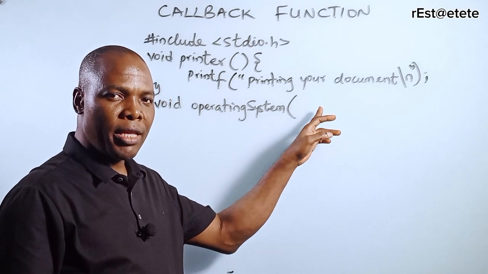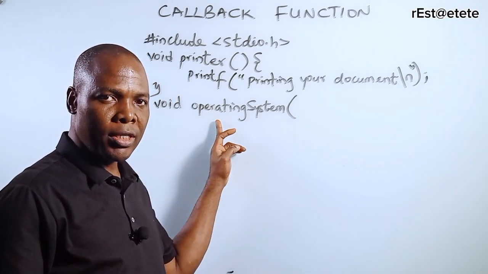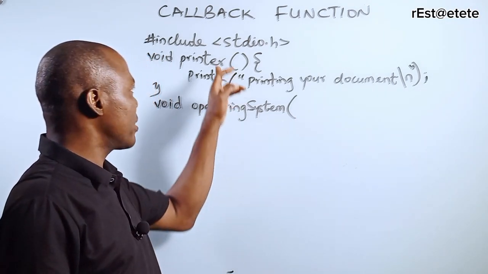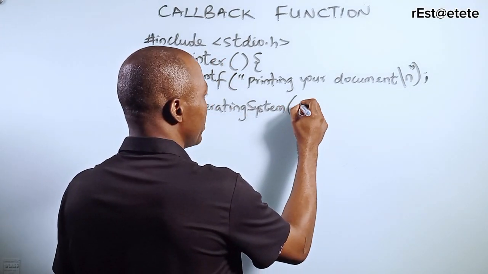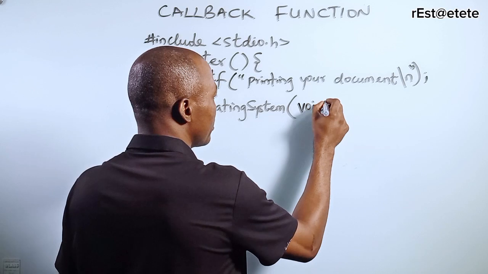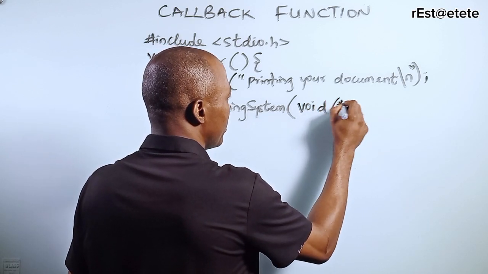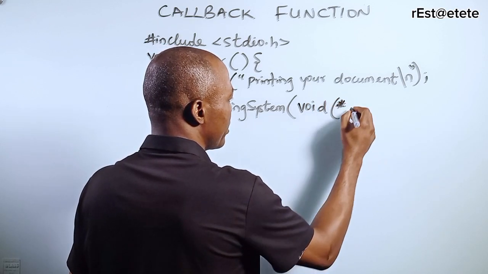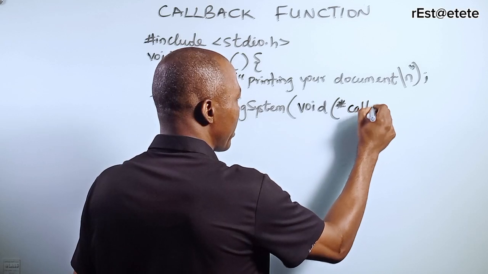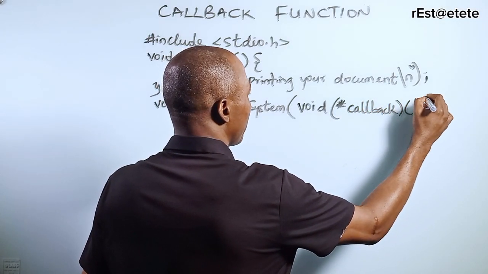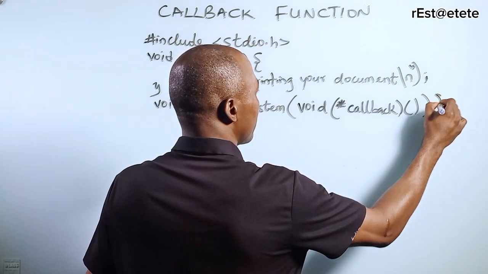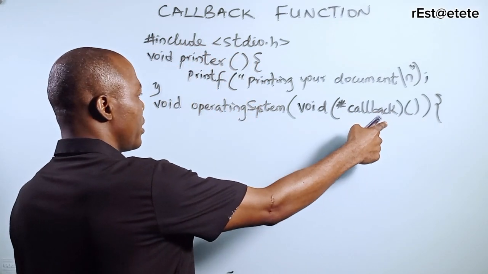So we are going to pass a function pointer to this operating system, right? That will expect this print function. So to do that, I'm going to say void, right? Then I'm using this asterisk. So I will just call it callback. All right, so this is the function pointer that I'm passing.